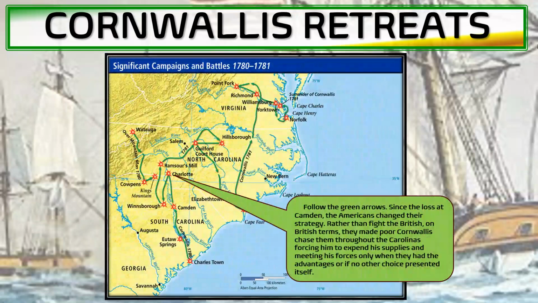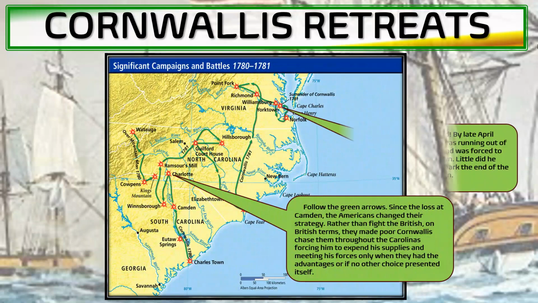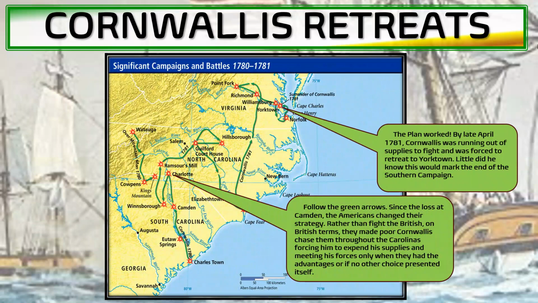And once again, as the map points out, follow the green arrows. Since the loss at Camden, the Americans changed their strategy. Rather than fight the British on British terms, they made poor Cornwallis chase them throughout the Carolinas, forcing him to expend his supplies and meeting his forces only when they had the advantage or if there was no other choice, like at Guilford Courthouse. Okay, the plan worked. By late April 1781, Cornwallis is running out of supplies to fight and was forced to retreat to Yorktown. Little did he know that this would mark the end of the Southern campaign.